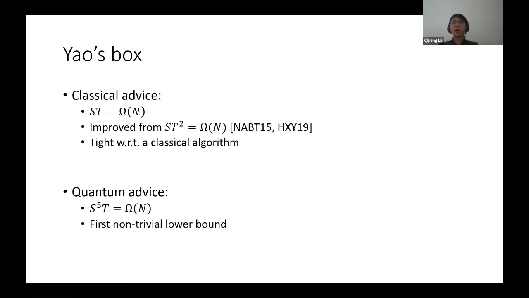And we resolved two open questions from Nayebi et al. For Yao's box, for classical advice, we show a lower bound which is st greater than n. This is improved from st squared by Nayebi and Han et al. It is tight with respect to a classical algorithm, which shows that the power of quantum query does not help Yao's box with only classical advice. And for quantum advice, we show a first non-trivial lower bound, which is s to the fifth times t greater than n.